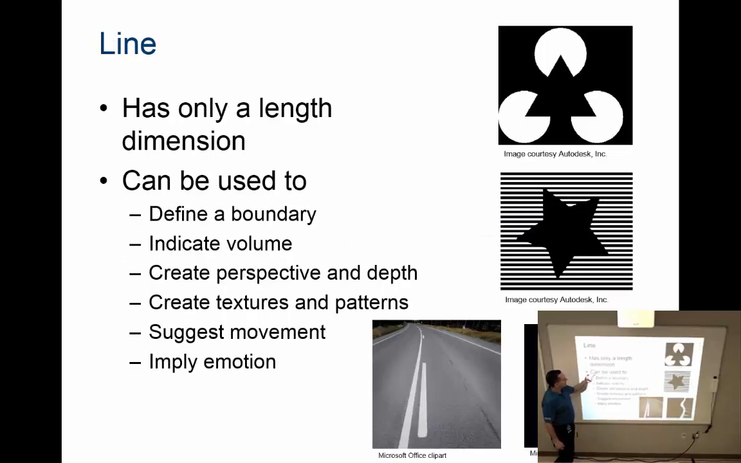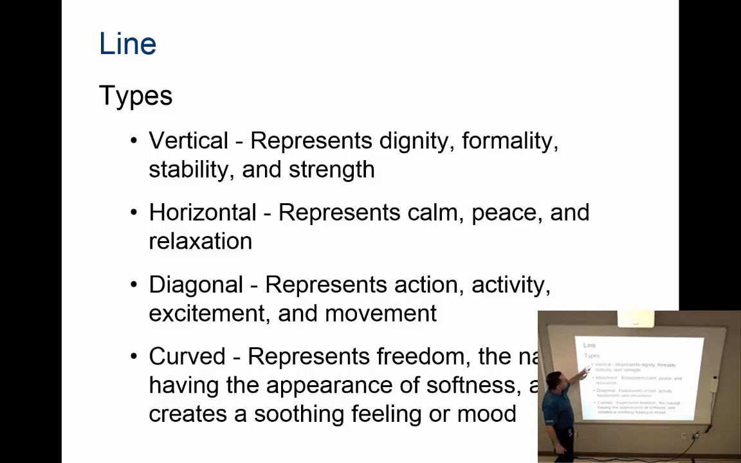Line is going to be the next one. It has only length dimension and can be used to either define a boundary, indicate volume, create perspective and depth, create textures and patterns, and suggest movement. And there's 4 types of lines that we see in design, and they are vertical, horizontal, diagonal, and curved. And I have some images that have basically examples of each of these.